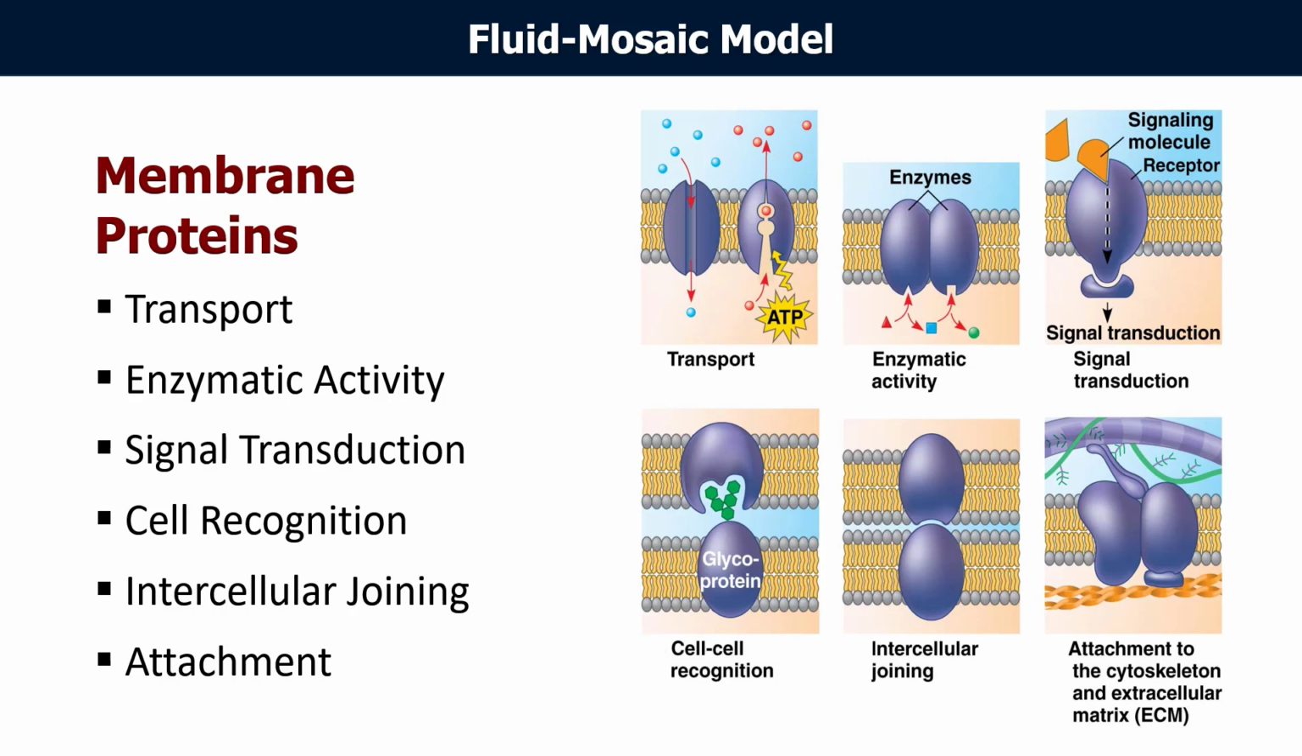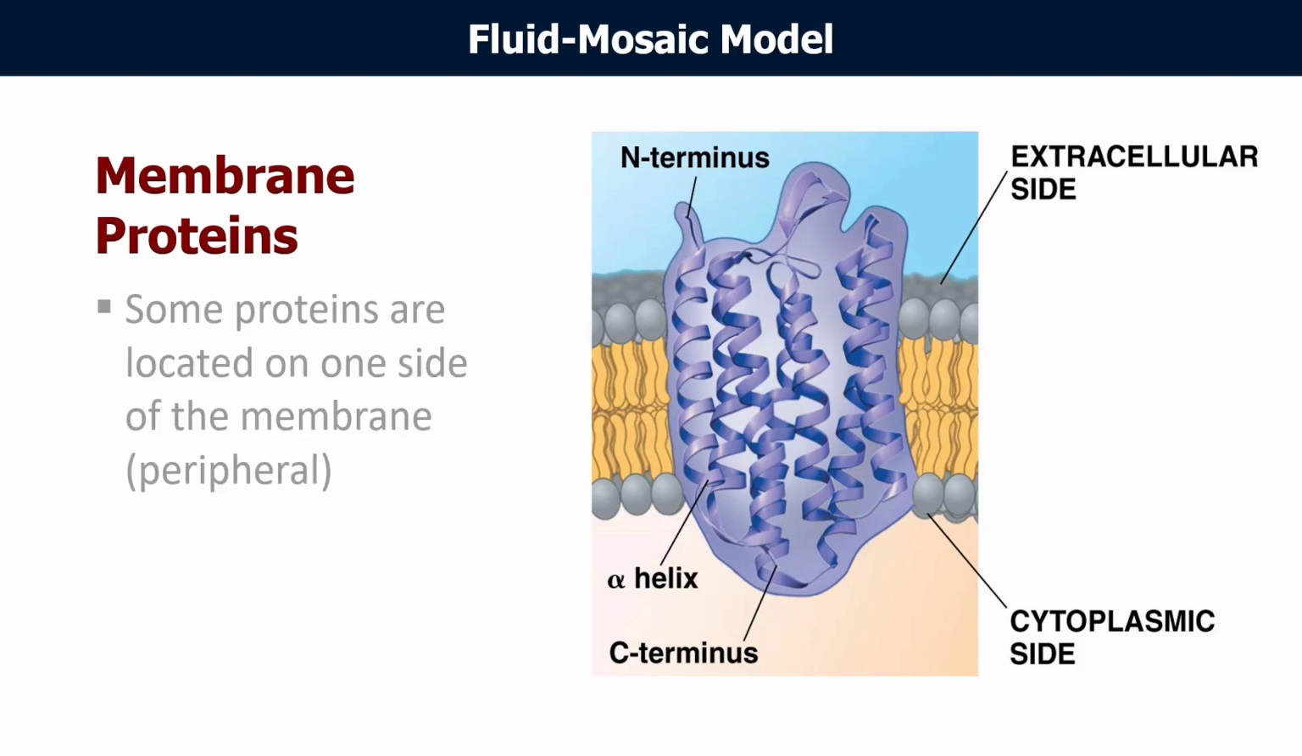Some proteins, however, span the membrane. So let's make that distinction. Some proteins are located on one side of the membrane. Those are called peripheral proteins. Some of the enzymes might exclusively be on the interior side of the membrane, for example.